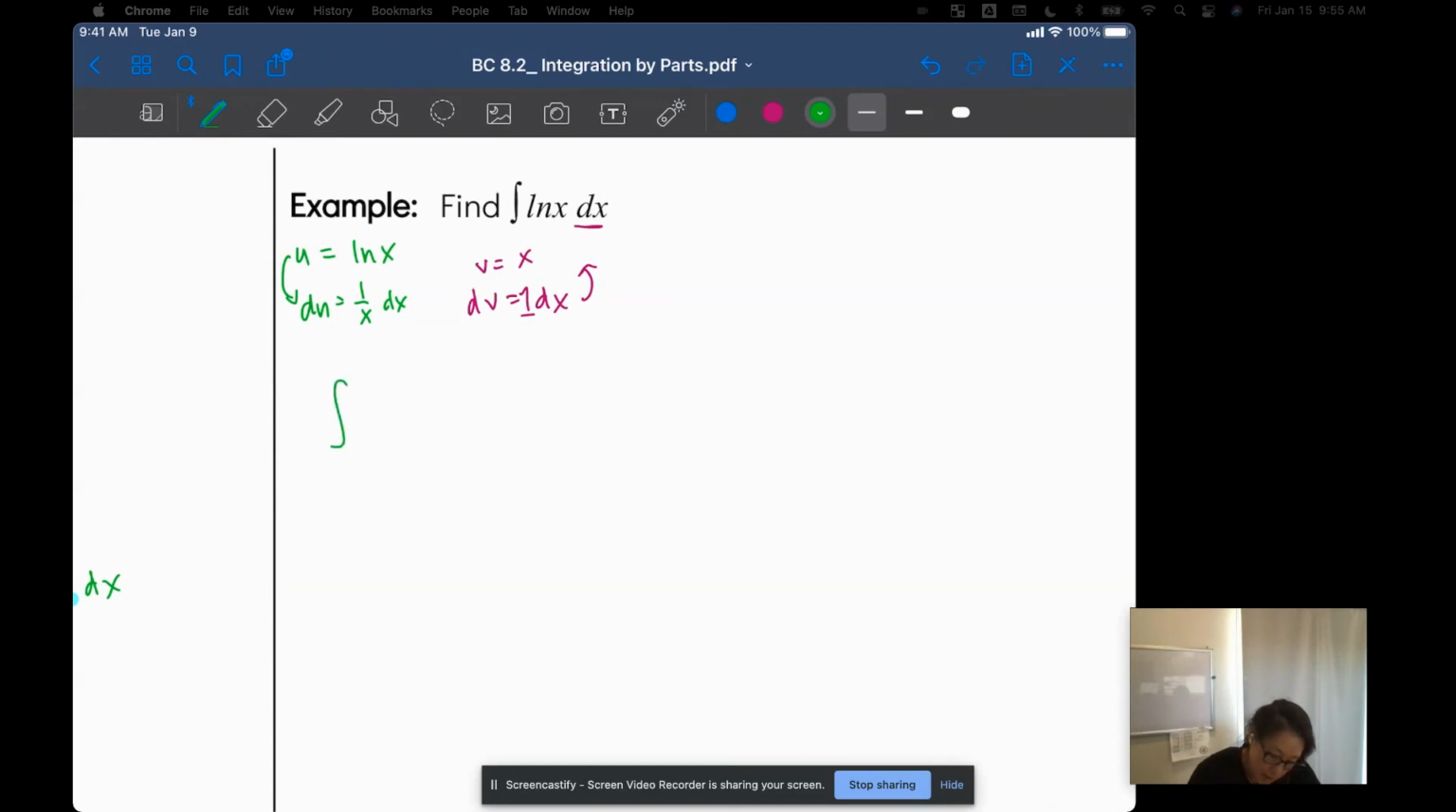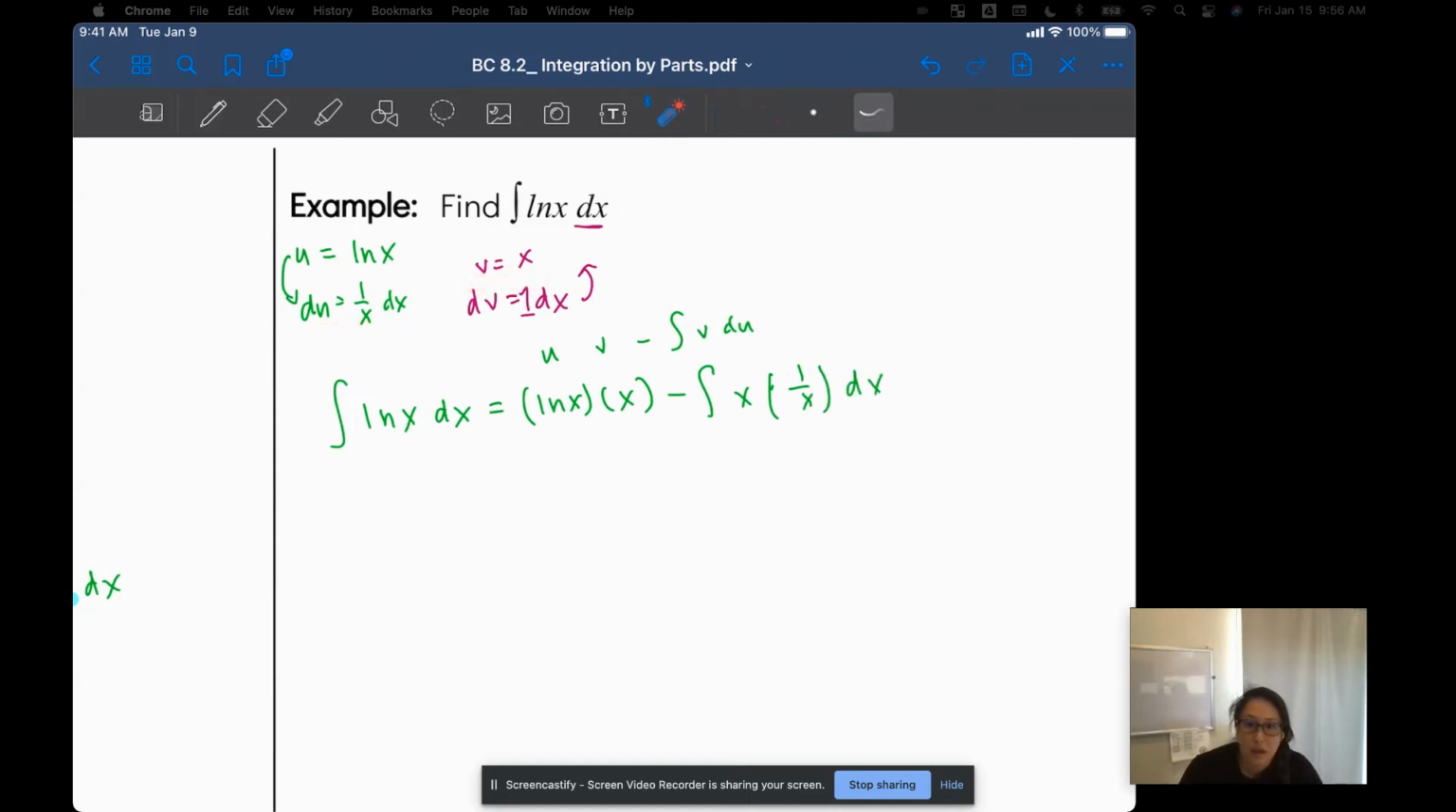I have the integral of ln of x dx is equal to u times v. So u is ln of x times v, which is x, minus the antiderivative of v times du, voodoo. U times v du. Okay, so I end up with x times 1 over x dx for the v and the du. All right, let's simplify.